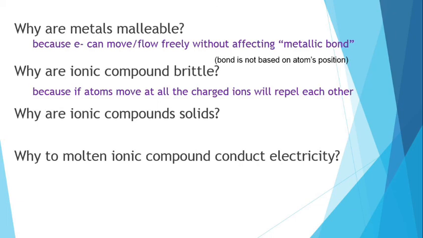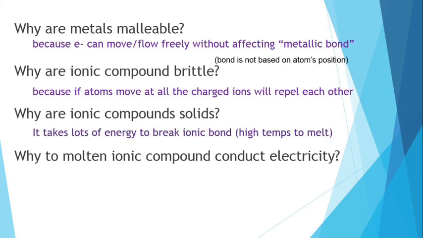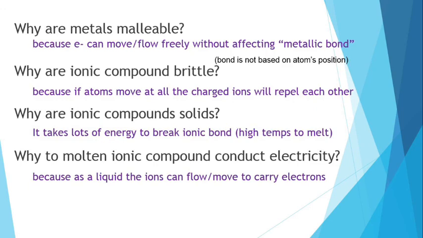And then our ionic compounds tend to be solids because it takes a lot of energy to break that bond. It needs really high temperatures to make it melt. And then our ionic compounds, like we said, once they're molten, they're melted, then those ions can flow, and that's all that electricity is, flowing, moving charges. So that's our basics for this unit, and hopefully it wasn't too bad.